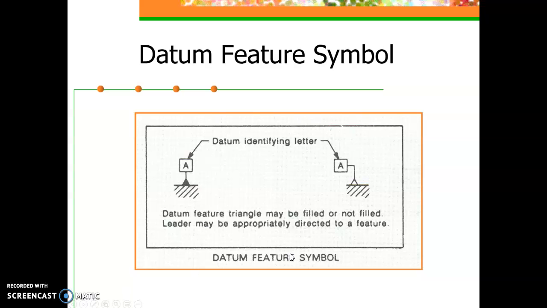So the datum that is referenced in a geometric tolerance has to be identified somewhere on the drawing, and this is the way it's done. There will typically be a box connected by a line and perhaps an inverted arrow symbol that can be filled in or not, indicating that that horizontal line is in fact datum A.